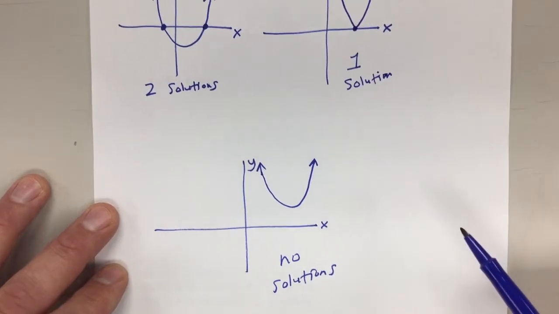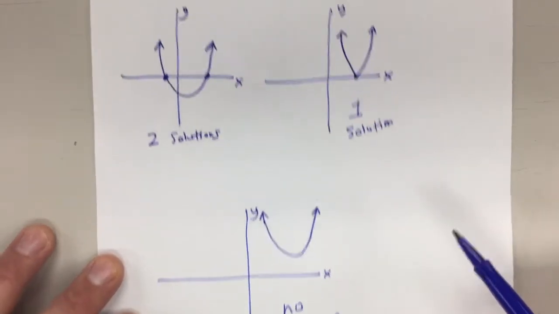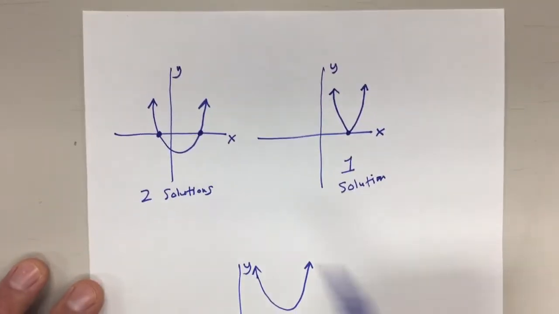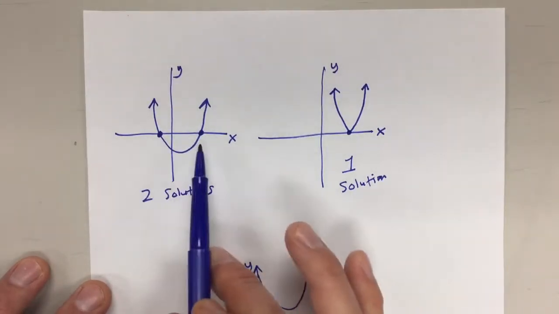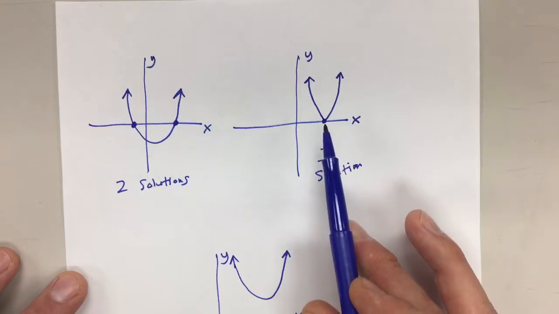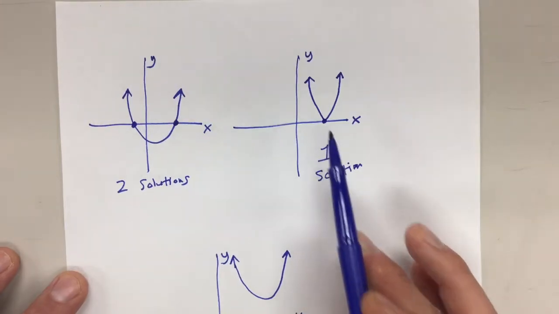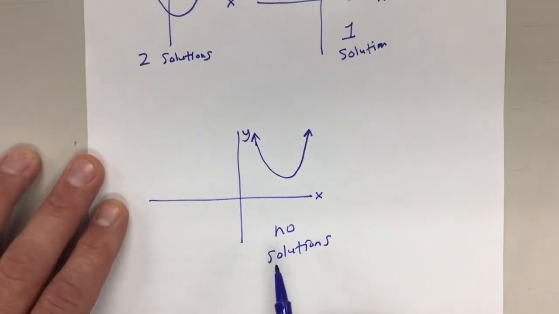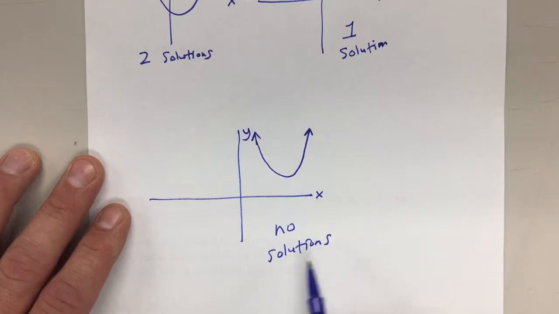So when solving a quadratic, there's three possible ways it can turn out. Cross the x-axis twice, that's two solutions. Cross the x-axis once, that's one solution, and that's the vertex. Or never cross the x-axis, and that means no solutions.